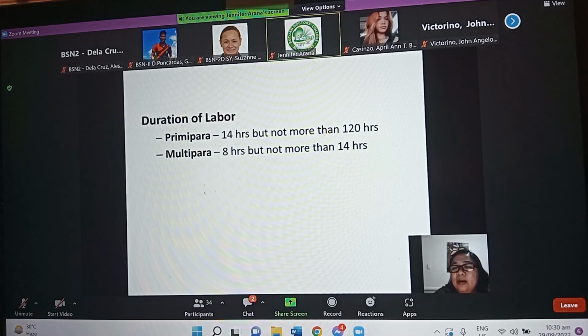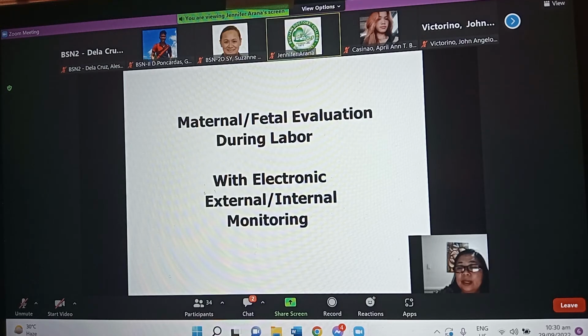Okay. Now, how long would labor take place? For primiparas, it's around 14 hours but not more than 120 hours. For multipara, 8 hours but not more than 14 hours.